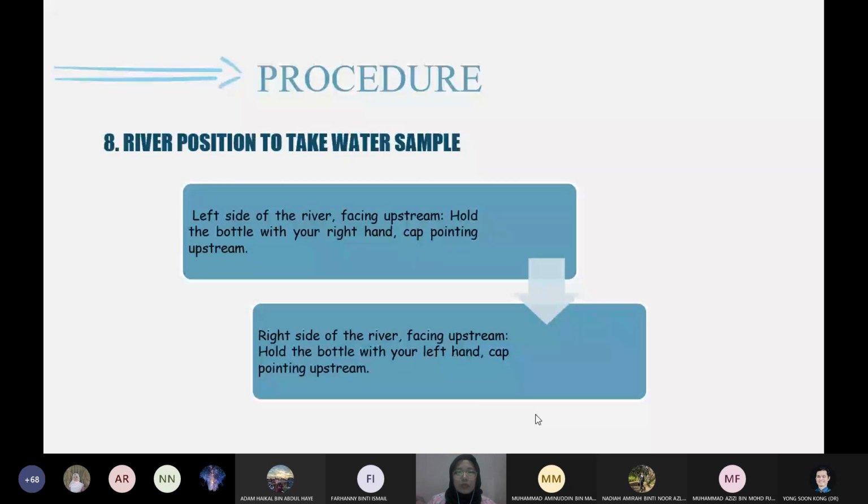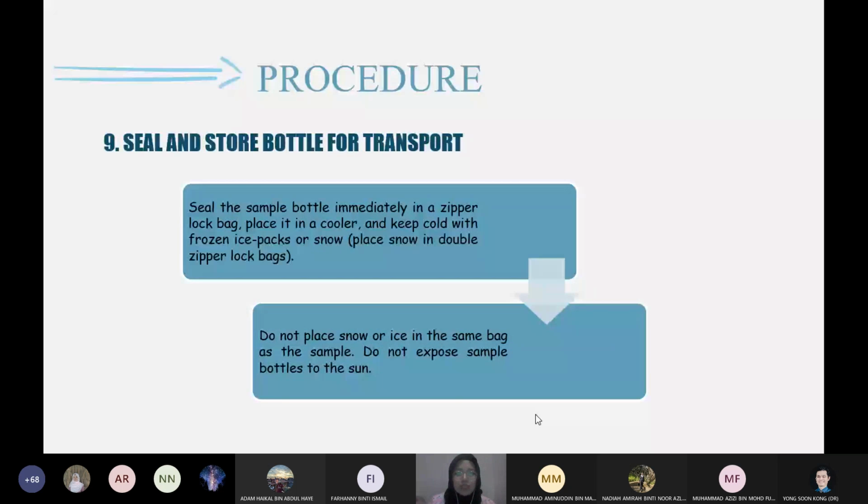So the position of the sampling must be taken note of, where it must be on the left and right side of the river, where the bottle will be pointing upstream. Next slide. Lastly, seal and store the bottle for transport. The sample must be placed in a cool place, and do not expose sample bottles to the sun.